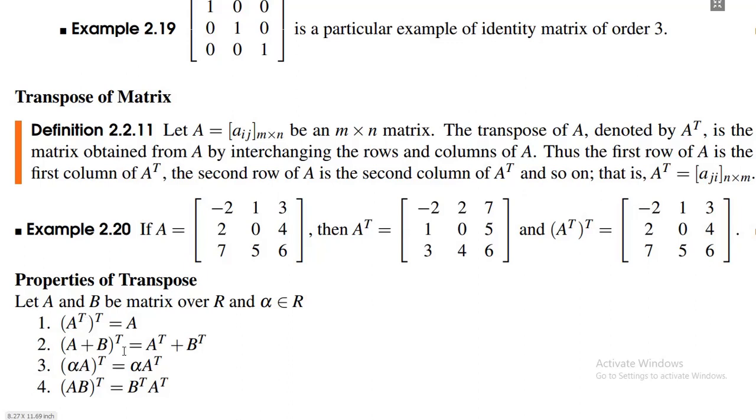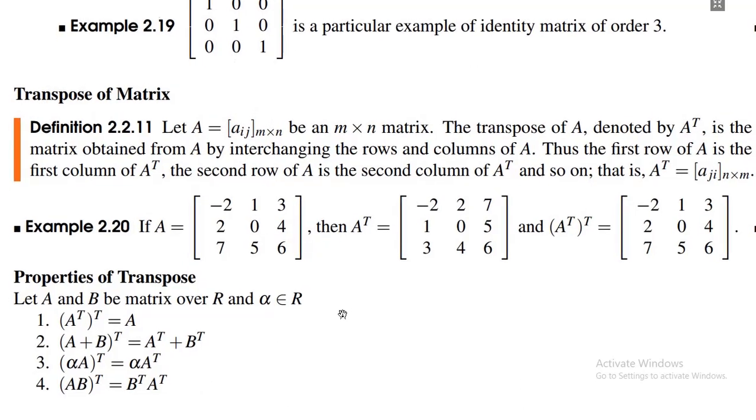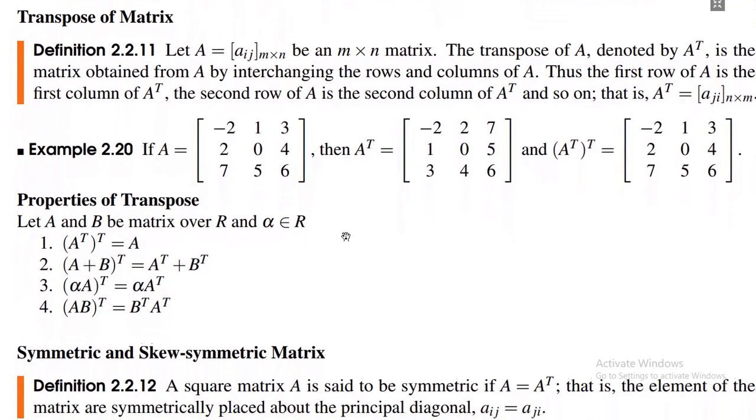A plus B's whole transpose is A transpose plus B transpose, and alpha times A, the whole transpose, is the same as alpha times A transpose. A times B, the whole transpose, is B transpose times A transpose. This is the transpose of a matrix.